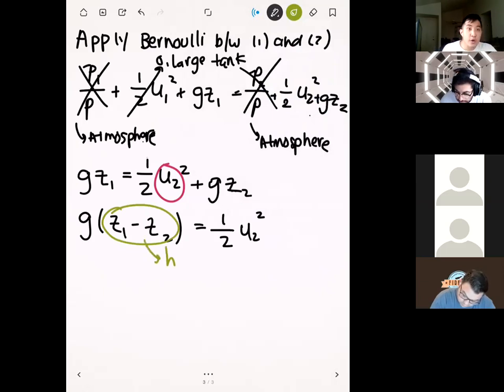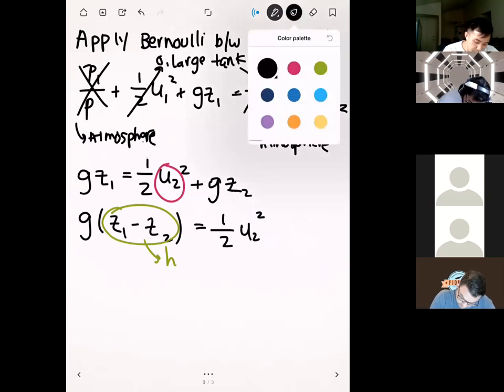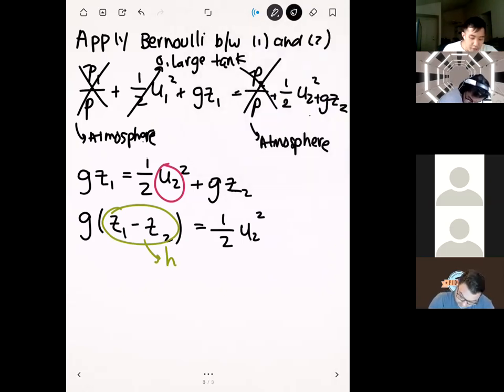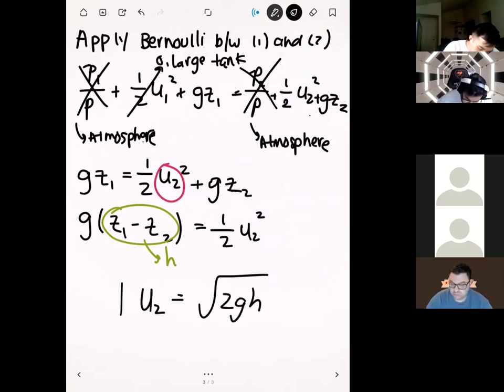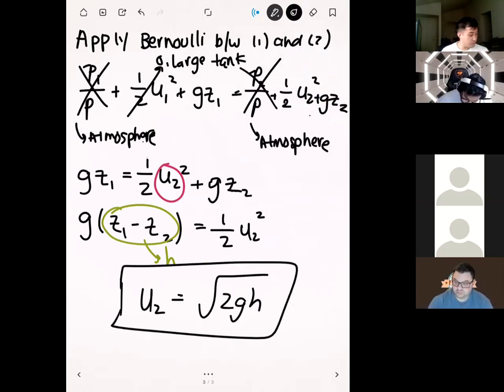In this case, we know what Z1 minus Z2 is. Z1 minus Z2 is just the height difference between point 1 and point 2, and we know from the problem that that's h. So if we substitute h in for that, multiply by 2, and take the square root, we get U2 equal to the square root of 2gh. So from our Bernoulli equation, we can see that if you have a leaky bucket, you can find the velocity of the water coming out: it's the square root of 2 times gravity times the height from the top of the water to the leak.